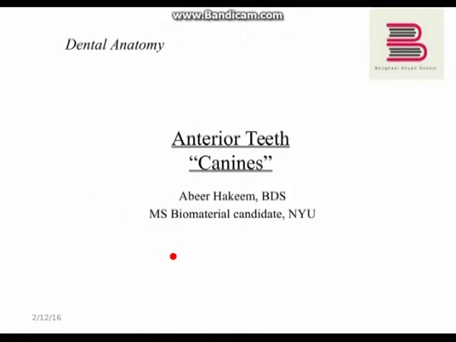Good morning, everyone. So today we're going to be continuing talking about anterior teeth, and today's session is going to be about canines. Mainly, we're going to discuss the difference between all four canines, permanent ones. We're going to learn how to differentiate between left and right canines, and how to differentiate between maxillary and mandibular canines. We're going to be discussing all the anatomical features in detail today.